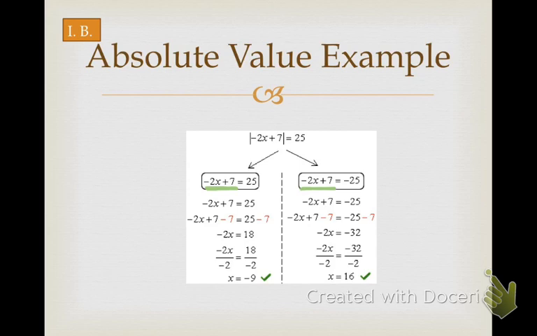Negative 2x plus 7 stays the same. It's the 25 that becomes both positive and negative. So we have a positive 25 and then negative 25. And that came from the number outside the absolute value. Once you have the two equations set up, you're just solving equations like you've been doing since pre-algebra, where you get x equals negative 9 and x equals 16.